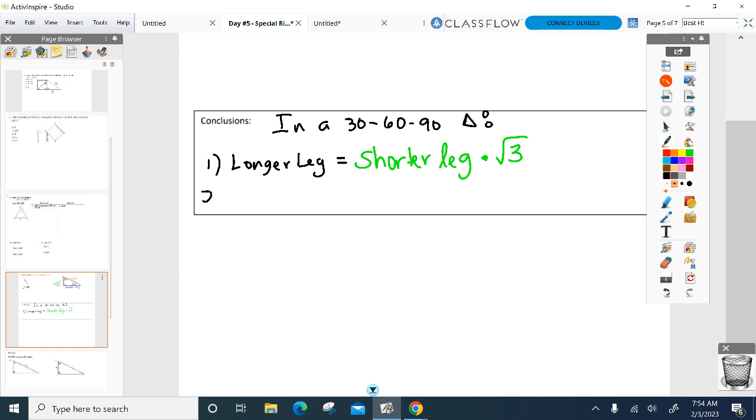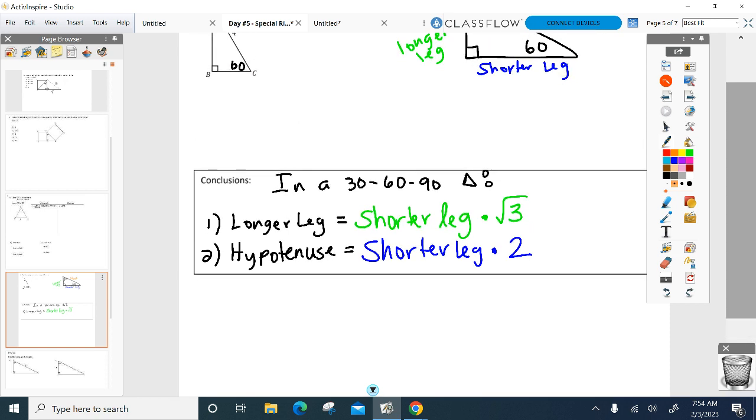How do I find the hypotenuse? This one's a little bit easier to remember. In the 30, 60, 90, the hypotenuse will be the shorter leg, again, times 2. You just double it. Okay, it's the shorter leg times 2. We've got plenty of examples to try here.